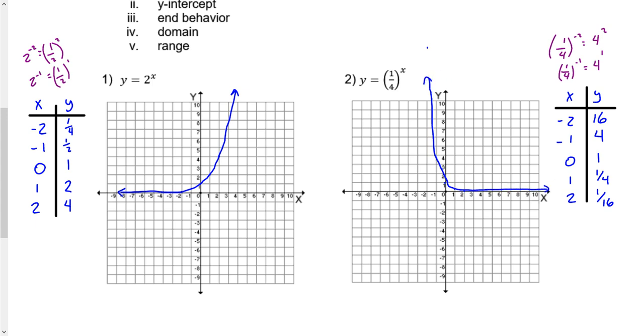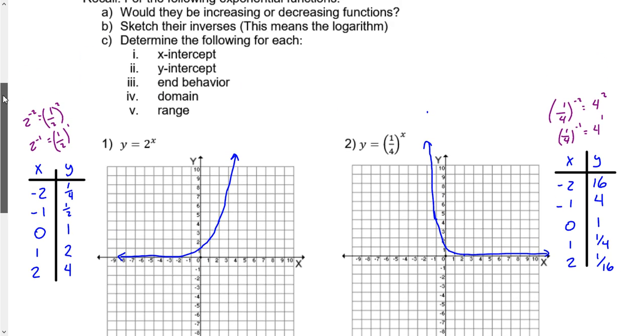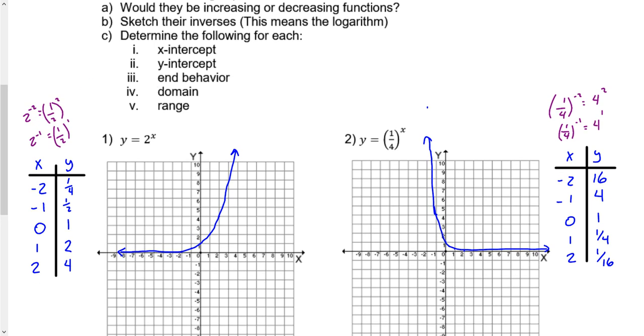I am just going to fix that part in the middle, because it does have to go through 4, it does have to go through 1. Make that look a little bit nicer. There we go. So this one, as I stated, is an increasing graph. This one is a decreasing graph.